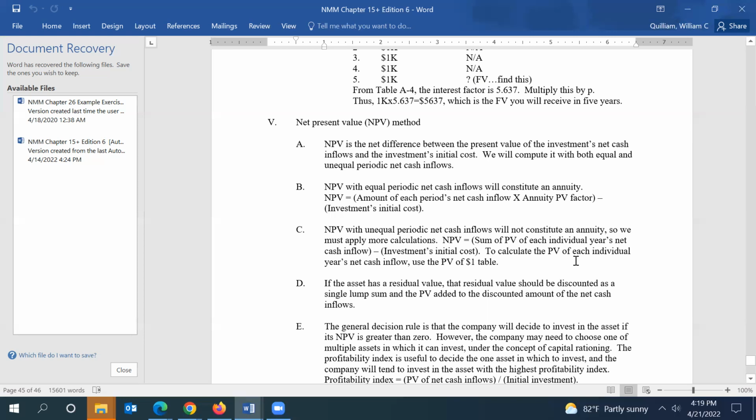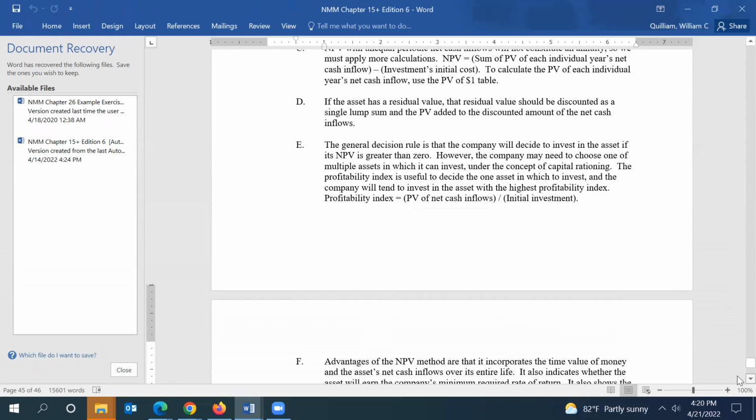Let me skip over C for the time being. D, if the asset has a residual value, that residual value or salvage value should be discounted as a single lump sum, and the present value added to the discounted amount of the net cash inflows. And the first sentence in E, the general decision rule: the company will decide to invest in the asset if its net present value is greater than 0. So we'll see that work.